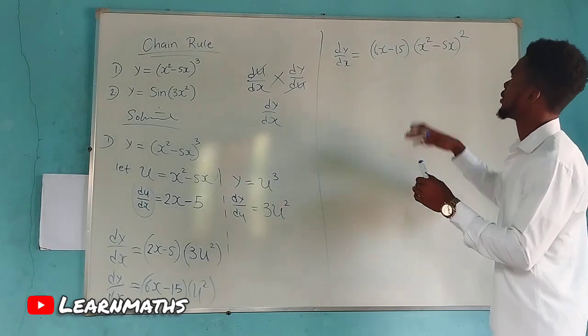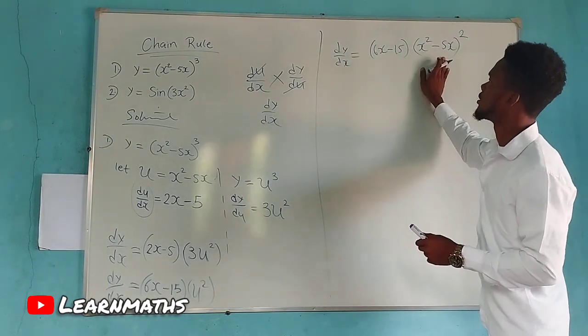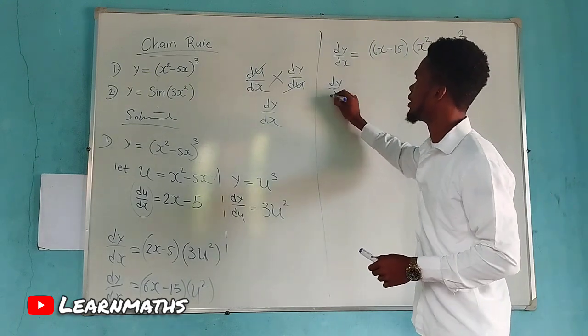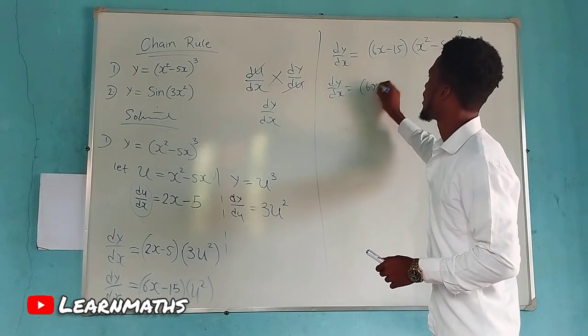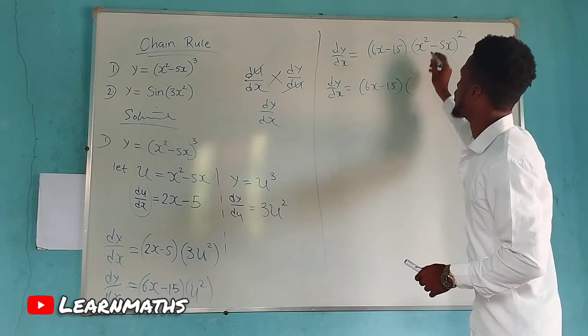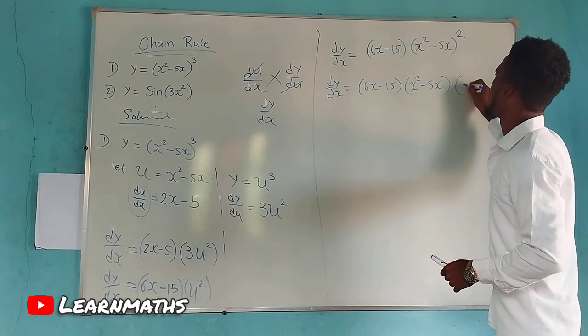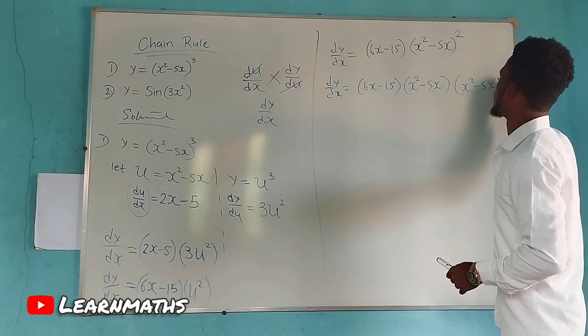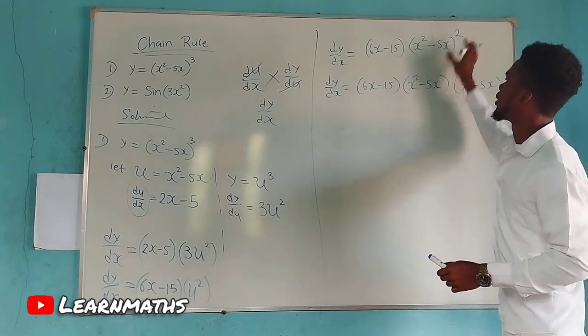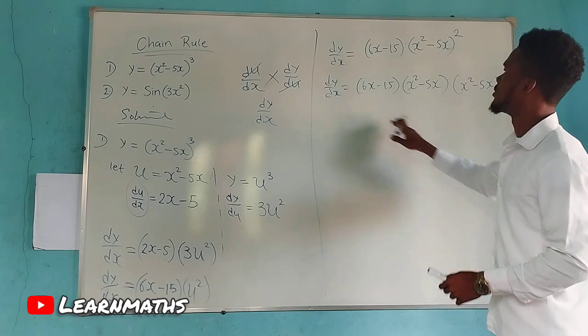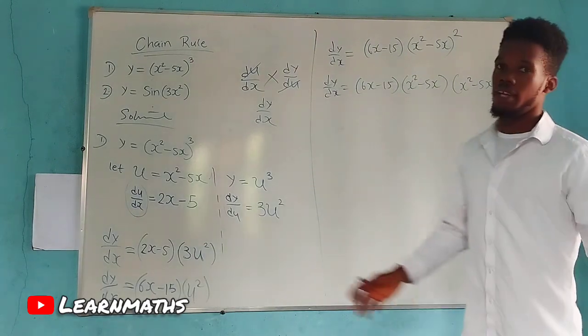You can decide to go further and open this bracket. If we open this bracket, this is what we have: 6x minus 15 multiplying x squared minus 5x, still multiplying x squared minus 5x, because this is u squared, so we're going to have it in two places. So you open these brackets, you get your final answer.